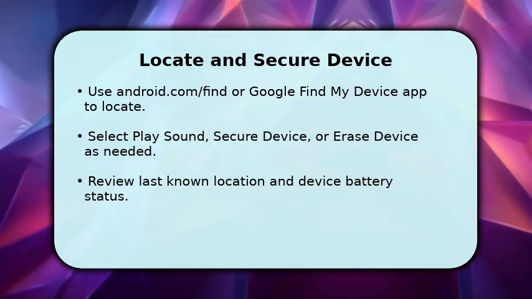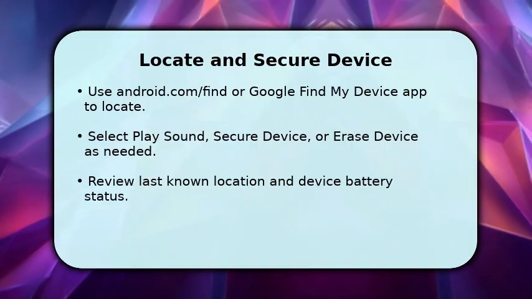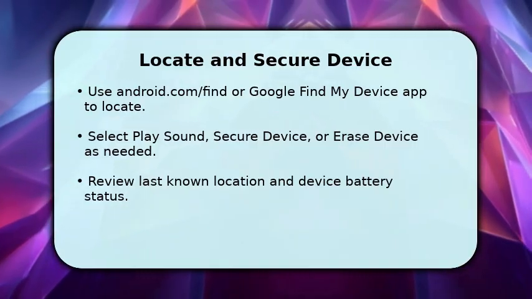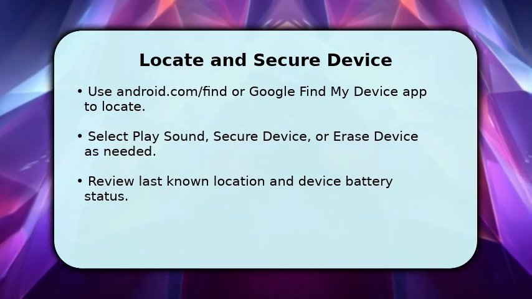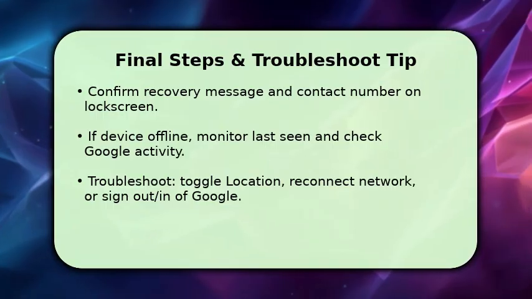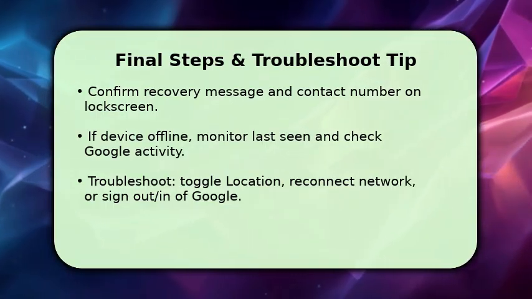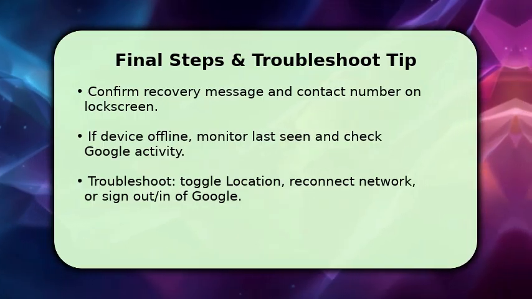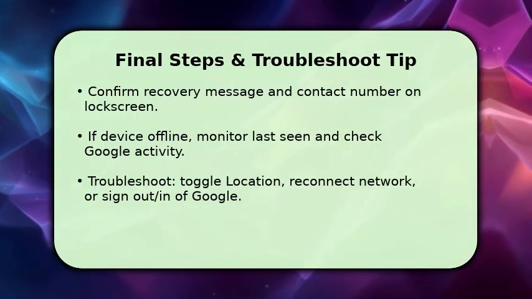Make sure to check battery level so you know how long tracking will continue. Finish by verifying that the lock screen message and contact number show, then coordinate recovery safely. Do not attempt risky retrievals. If the device is offline, keep checking Android.com/find. The location updates when it reconnects.